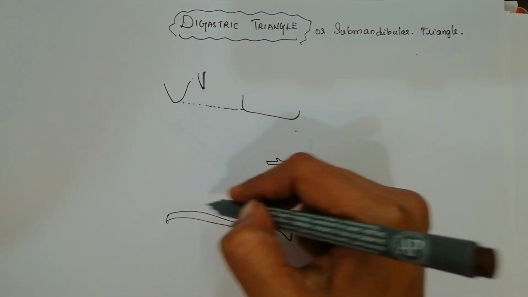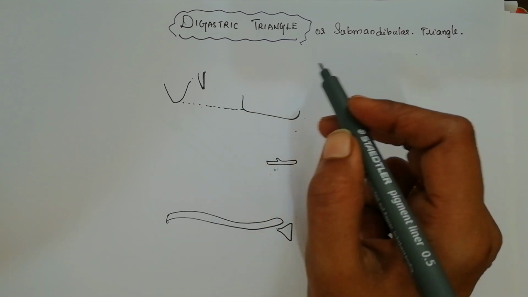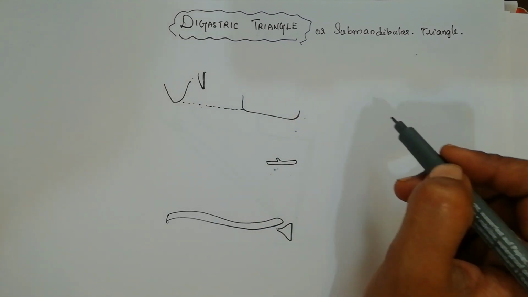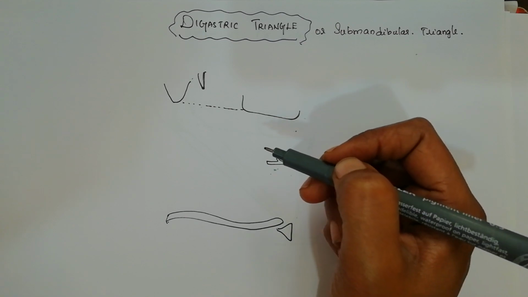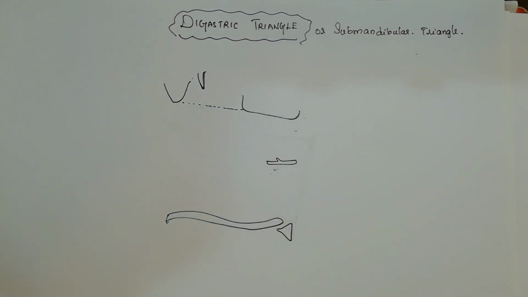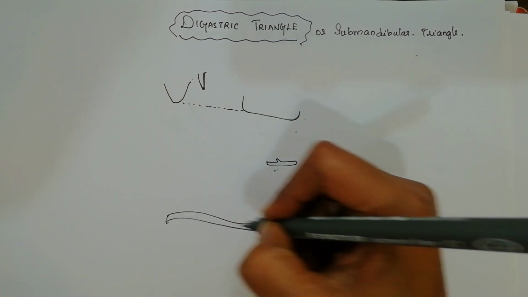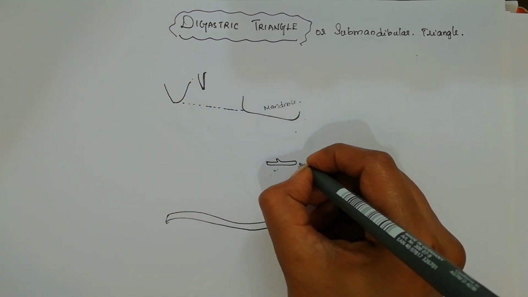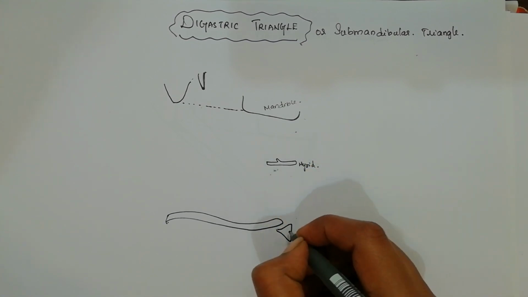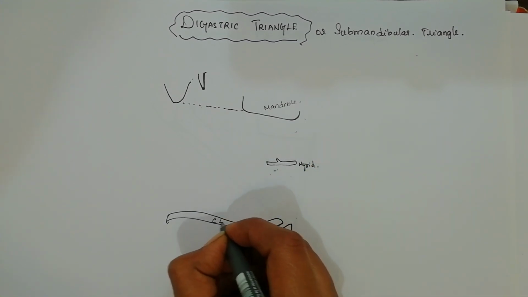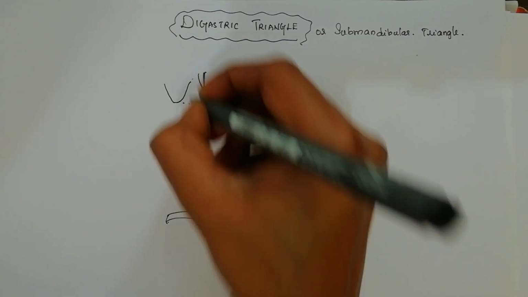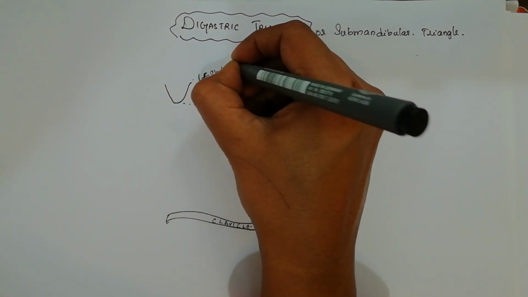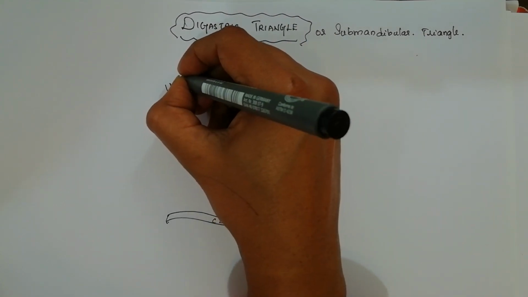Now we will discuss the boundaries of the digastric triangle, then we will move on to the contents of this particular triangle. Talking about boundaries, as we already have discussed, I will tell you again. We have got the mandible in the midline structure. So this is the mandible and this is the hyoid bone. And this is the manubrium of sternum, and this is the clavicle part. And we have got the styloid process and this is the mastoid process.